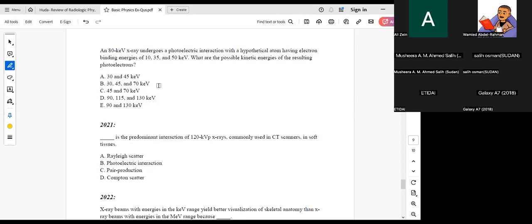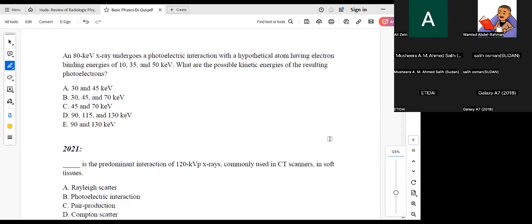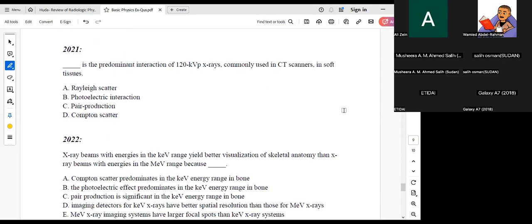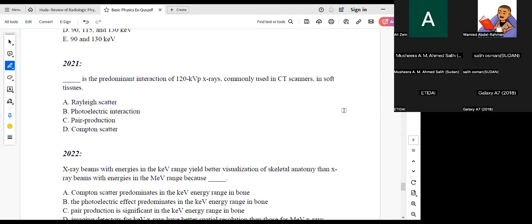Oh, okay. I need to wear my glasses. So 80 minus 50, we're going to have 30. It can actually ionize it, and the photoelectron is going to be 30 keV. Now 80 minus 35 is 45, right? And then 80 minus 10 is going to be 70. Sorry, I can't see well. Next: what is the predominant interaction for X-rays commonly used in CT scanner in soft tissue? Always Compton scattering.